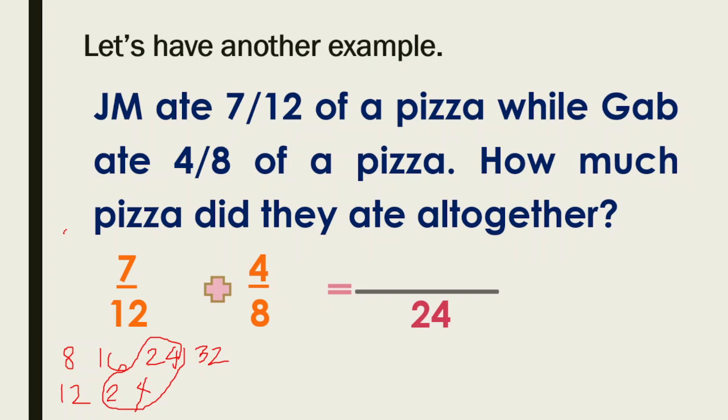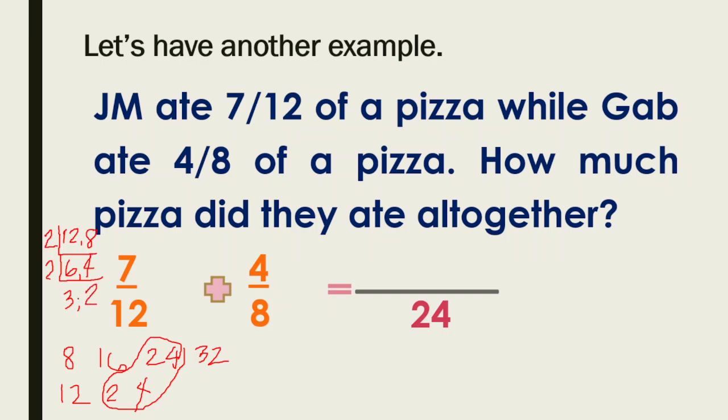So let's have 12 and 8. Nakalimutan nyo na po ba? Let me remind you. 12 and 8, what are the common factors that you could use by dividing 12 and 8? Let's have 2. So we have 6 and 4. 6 and 4 ba? Meron pa ba kayo pwedeng ipang-divide? Meron pa po. We could use 2 again. 6 divided by 2 is 3, and 4 divided by 2 is 2.